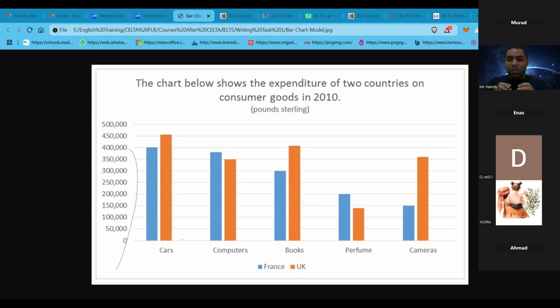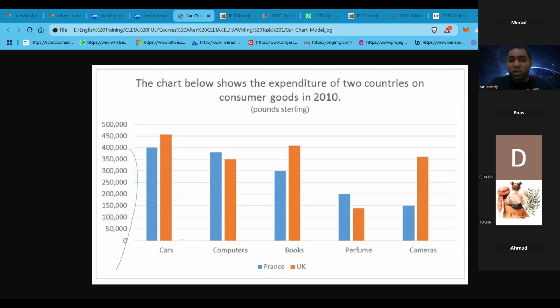At the beginning, all of us, when we write, we have to make a mention of what we have seen. We can say the chart, or the bar chart, indicates, shows, illustrates the expenses of France and UK in 2010. Great. You have to mention what the picture compares between. What does it show? You see that?